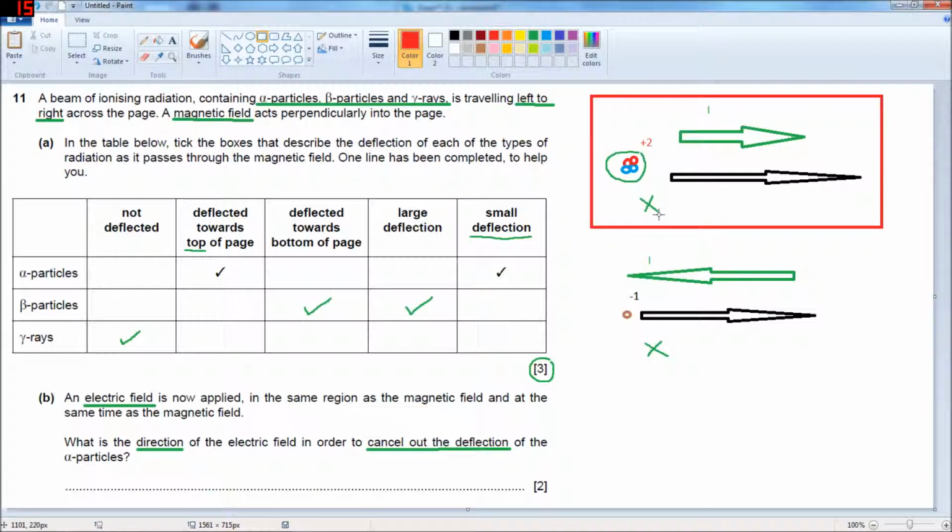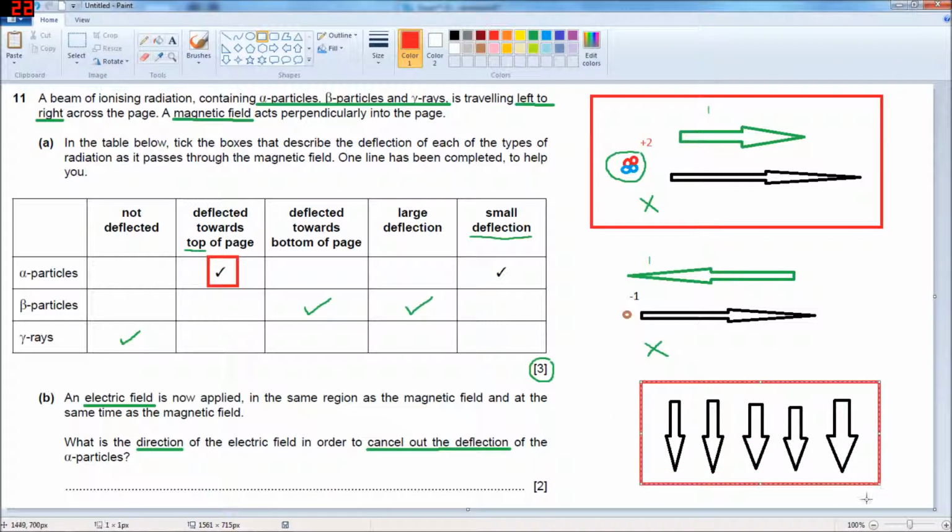We know that the force is going to be upwards. Now if you want to move an alpha particle downwards, which direction do you put the electric field? Well, the answer is down. Now why is that? Well, because the electric field lines represent the direction of the force that a positive charge would feel. So if our positive charge is being picked up and it's going upwards towards the top of the page and we want to pull it down, then we need field lines downwards to provide a force down. So the magnetic field pushes it up and the electric field pushes it back down. So our answer to that is the electric field needs to point downwards.